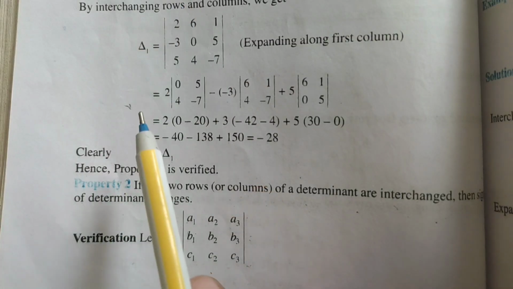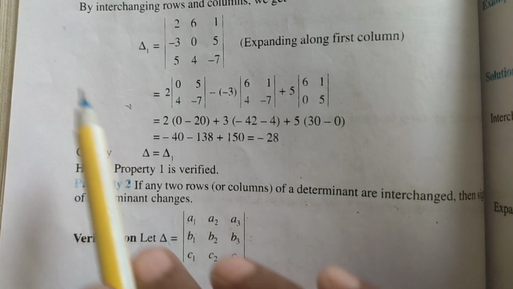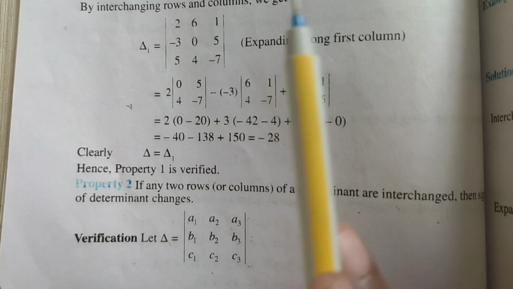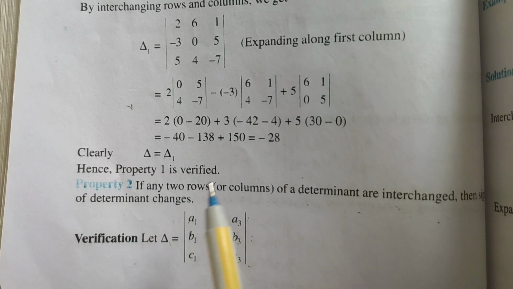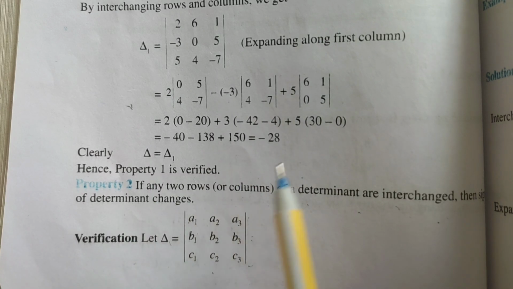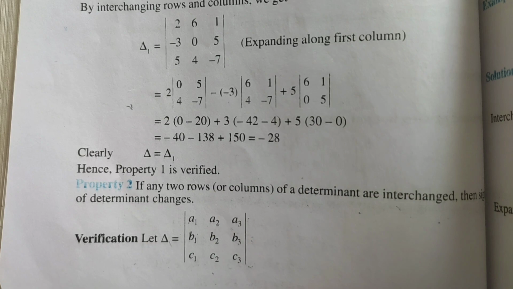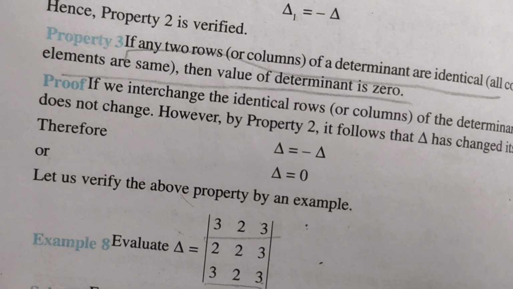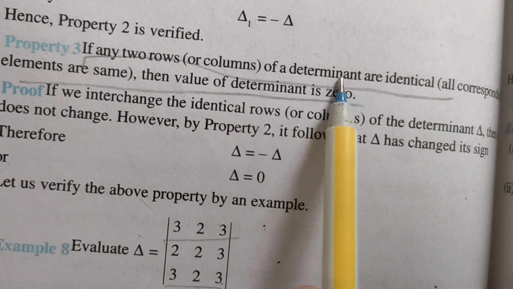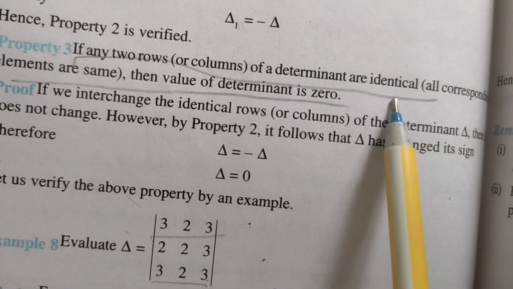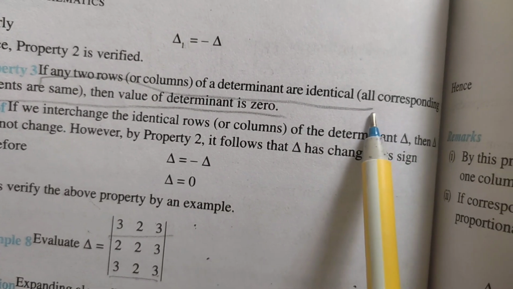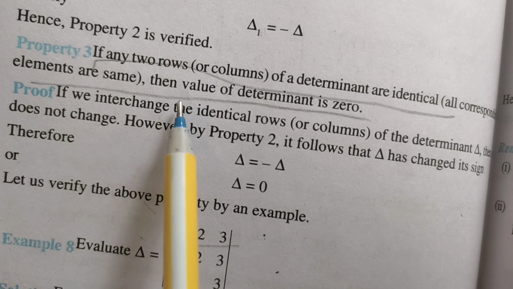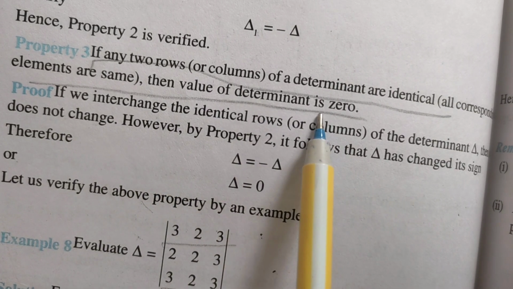In the previous property, the rows are completely changed into columns, that is, the transpose of a matrix. Here it is just any 2 rows or any 2 columns that are interchanged. The third property: if any 2 rows or columns of a determinant are identical, that is, all corresponding elements are the same, then the value of the determinant is 0.